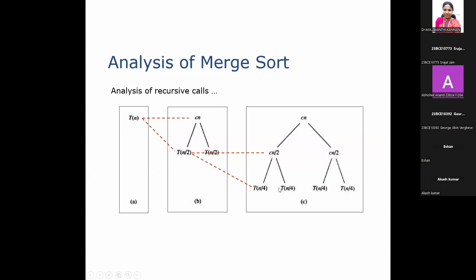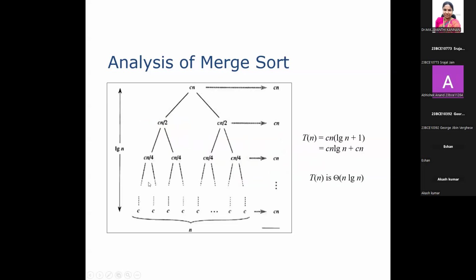Then we will merge the n by 8, n by 8. We merge n by 8 and we get n by 4. N by 4, n by 4 merged, we are getting n by 2. Merging n by 2, we are getting n. So the given unsorted numbers, divide into n by 2, n by 4, n by 8. At the unit level, the elements are sorted and merged, and we are merging and sorting.